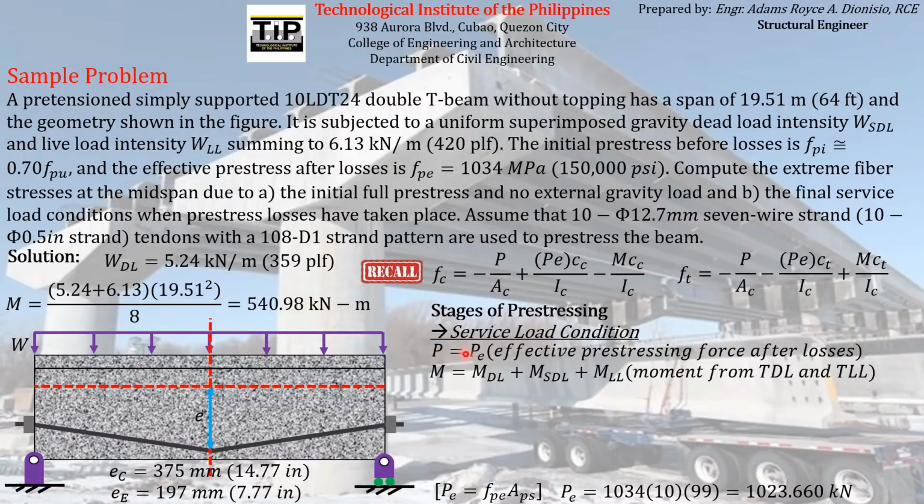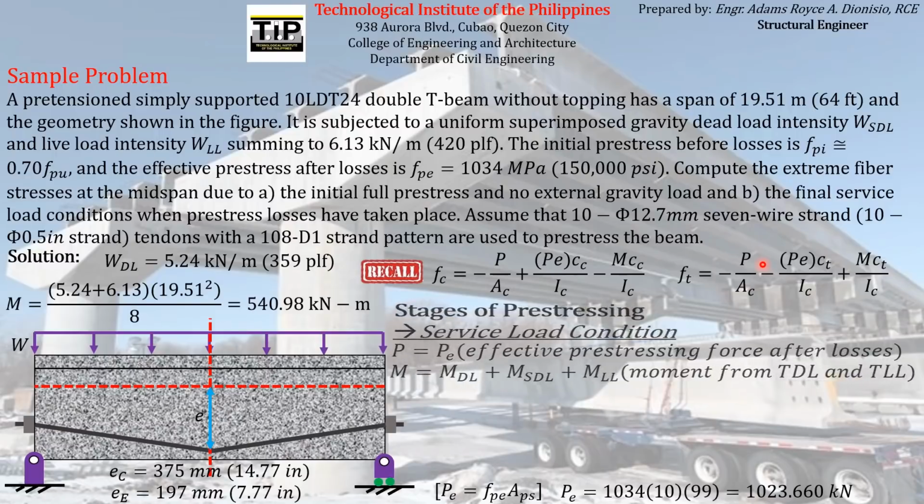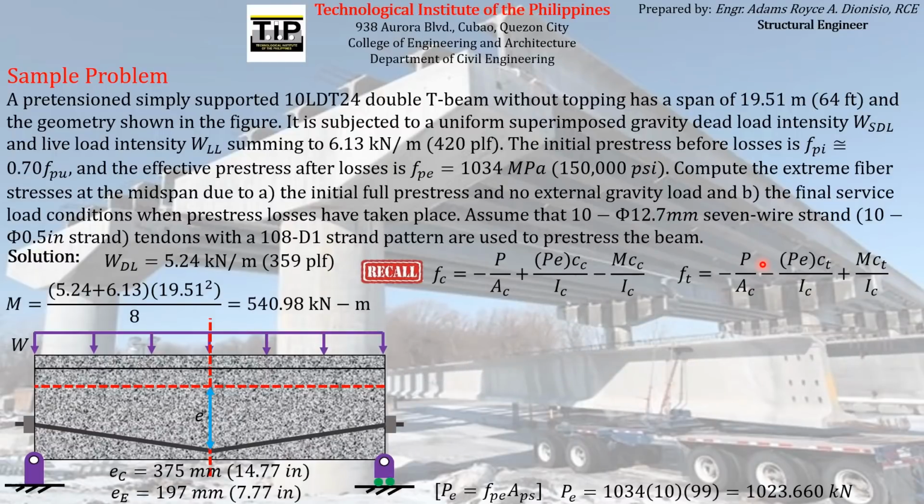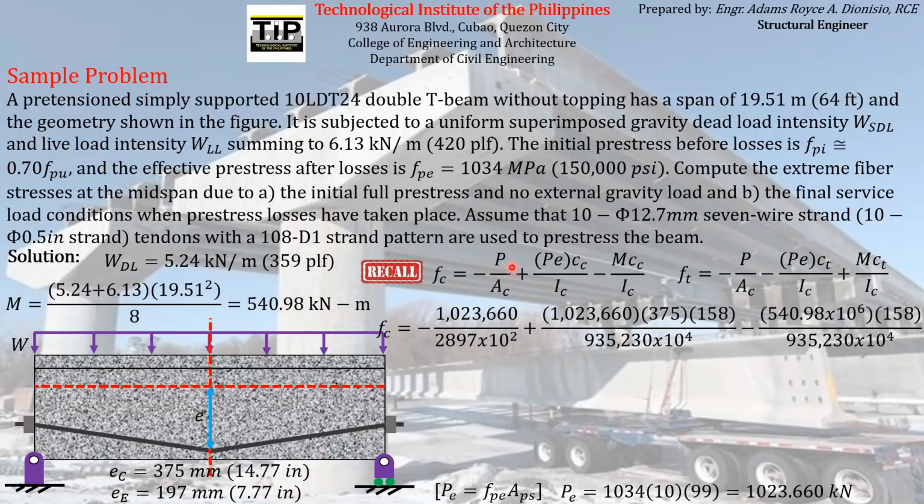So since we already computed the values of P and M, all we have to do is substitute them into these formulas. Substituting those values into the corresponding formula here, if we want to find the extreme fiber stress at the extreme pre-compressed fiber, we can just use this. So we just have to replace P by the PE that we computed a while ago.